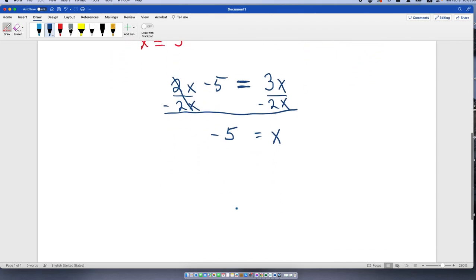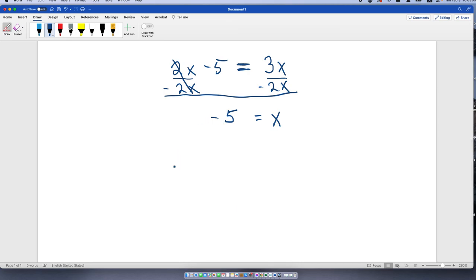Let me put a next one up here. Let's go with 4x minus 6 equals 7x plus 8. So it's a little more complicated. And again, we're thinking PEMDAS in reverse, but what's your suggestion for where we should start?